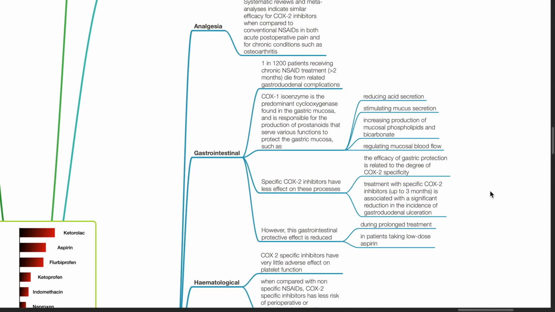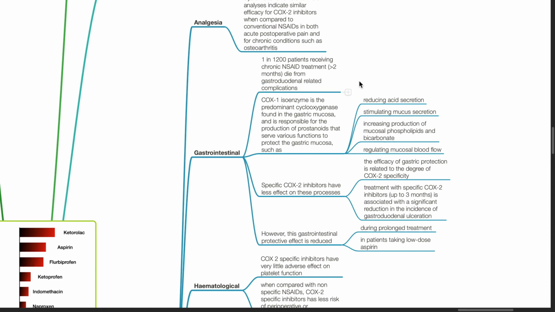Gastrointestinal effects. 1 in 1,200 patients receiving chronic NSAID treatment for more than 2 months die from gastroduodenal-related complications. The COX-1 isozyme is the predominant cyclooxygenase found in the gastric mucosa and is responsible for the production of prostanoids that serve various functions to protect the gastric mucosa, such as reduced acid secretion, stimulating mucus secretion, increasing production of mucosal phospholipids and bicarbonate, and regulating mucosal blood flow.